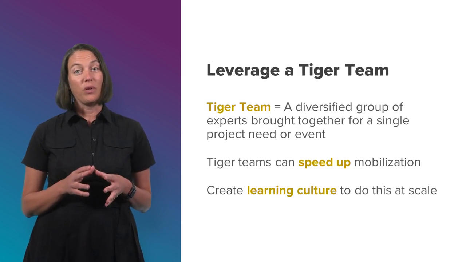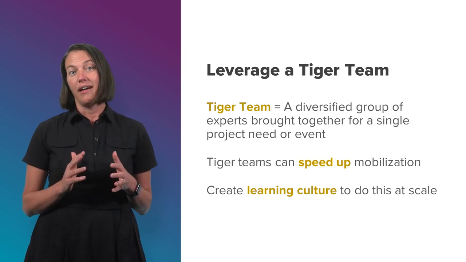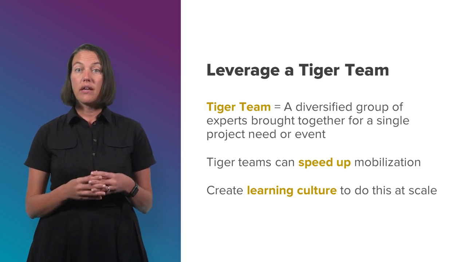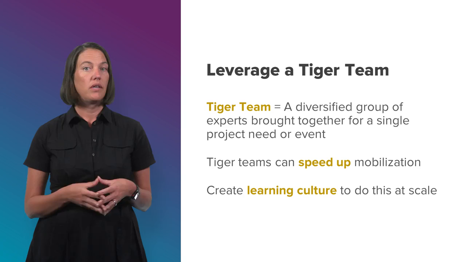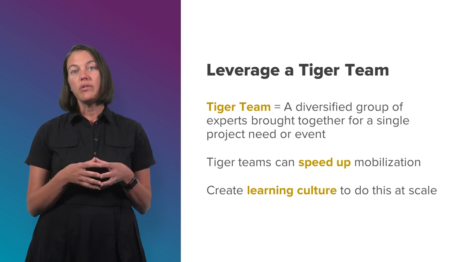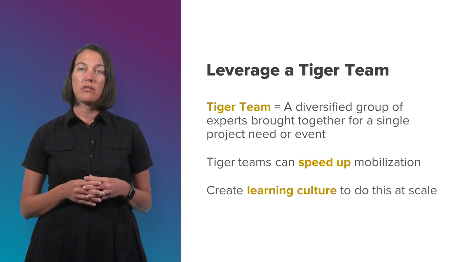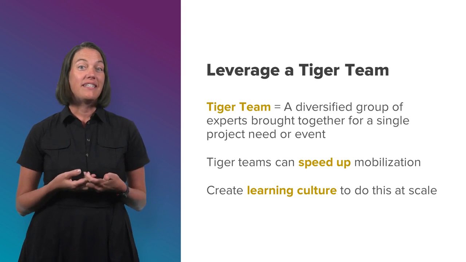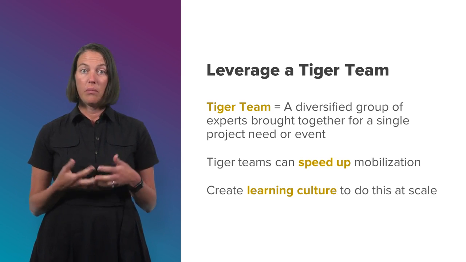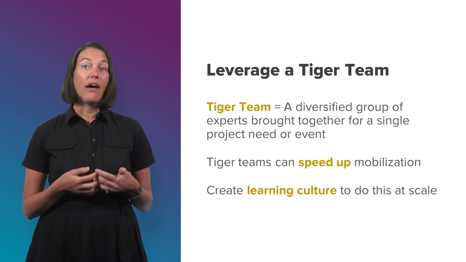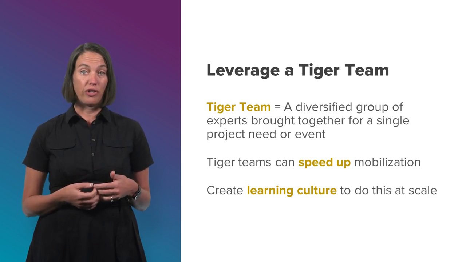Often, organizations will leverage a tiger team. A tiger team is a diversified group of experts brought together for a single project need or event. They're usually assigned to investigate, solve, build, or recommend possible solutions to unique situations or problems. Tiger teams can definitely speed up mobilization, but it's also important to figure out how to do this at scale. I often call this creating a learning culture.